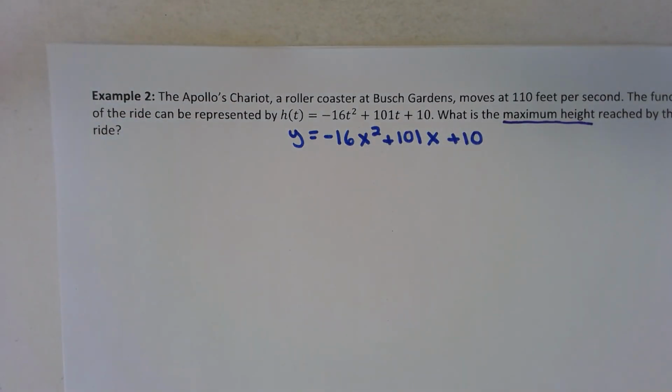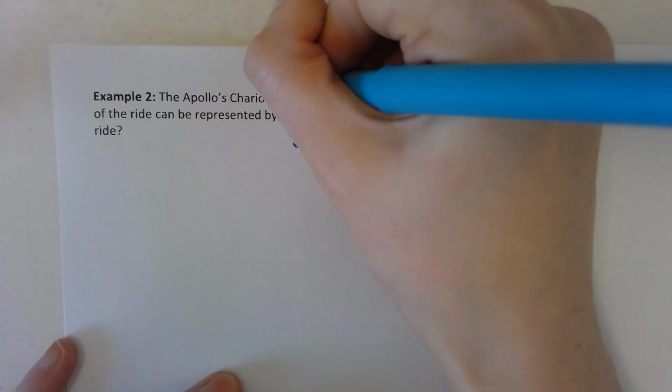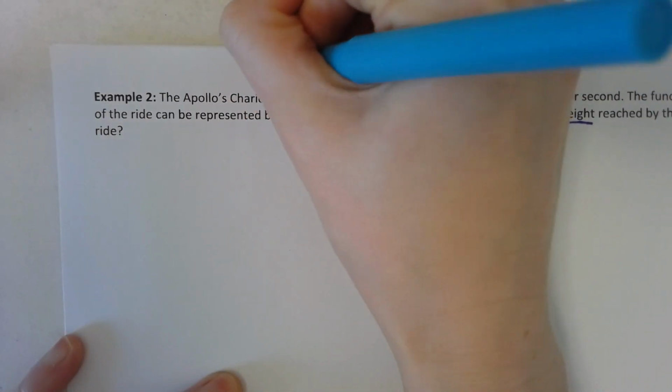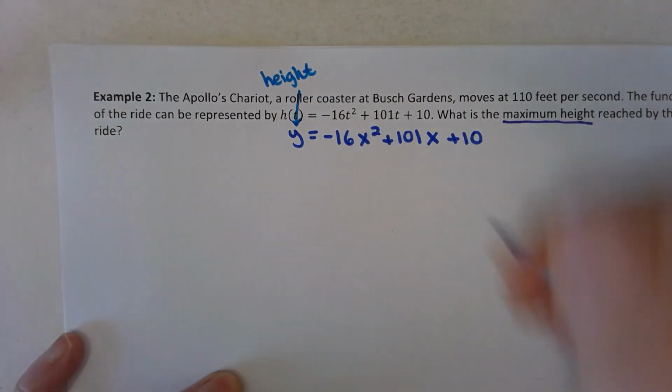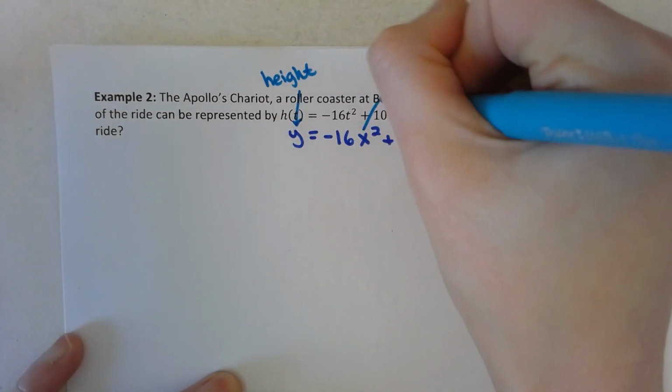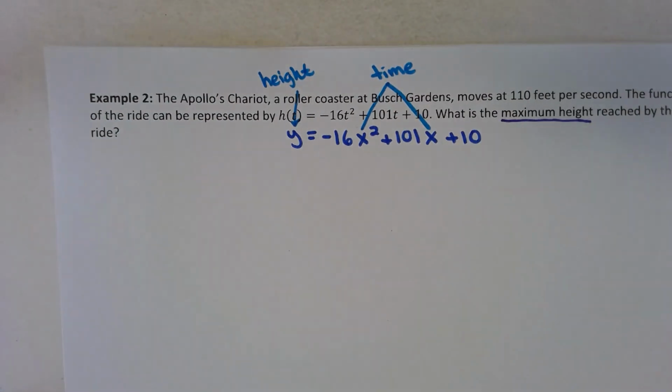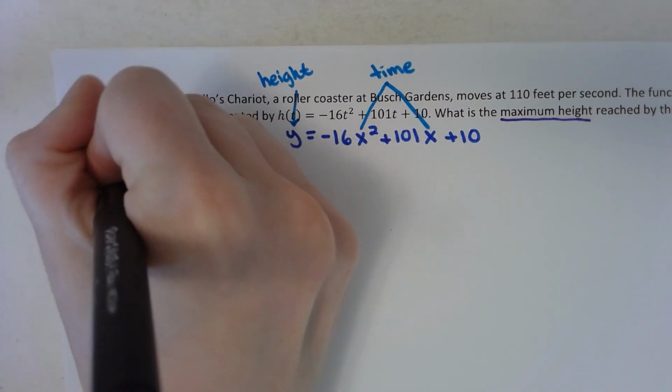And what you need to know is what the x and the y values are actually talking about. The y value is talking about height, so the height of the roller coaster. The x values are talking about time, so how long it took. Since the question was what is the maximum height, the very first step is step 1, find the axis of symmetry.